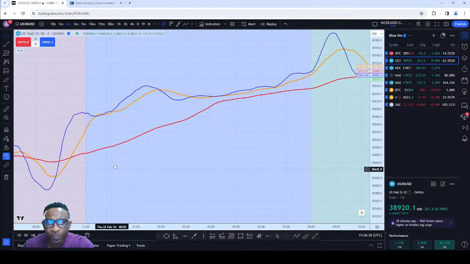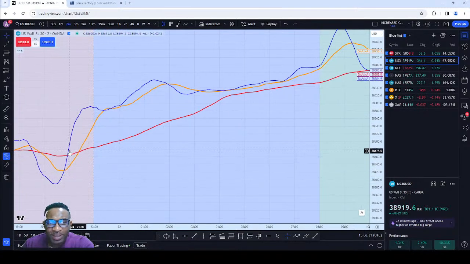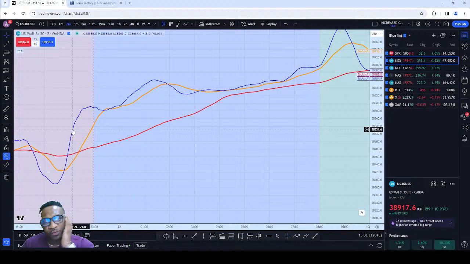As we know, the blue line, which is the 20 simple moving average, is our trend guide. Whenever we see the 20 moving average, the blue line here, above the 200, the red line, we aim to buy. That is, the market is in an uptrend, so we aim to buy to follow where price is going. If the 20 moving average is rising, we also buy.